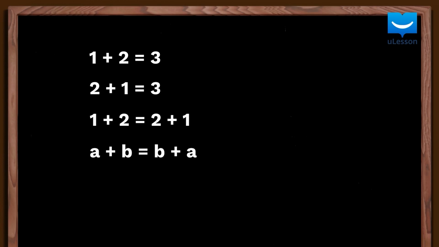For instance, 1 plus 2 equals 3. And 2 plus 1 equals 3. This would mean that 1 plus 2 is equal to 2 plus 1. Algebraically, A plus B is equal to B plus A. Now, 1 minus 2 equals minus 1, but 2 minus 1 equals 1. What could be going on?